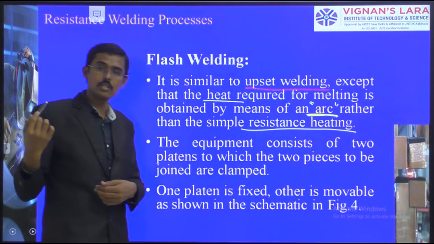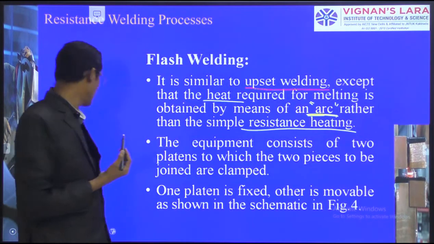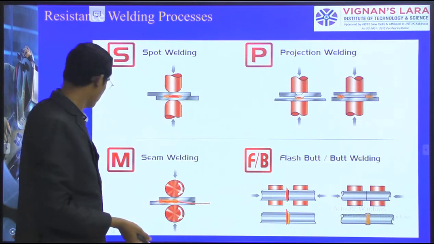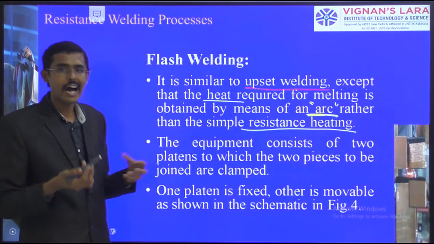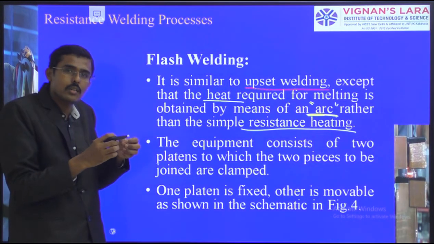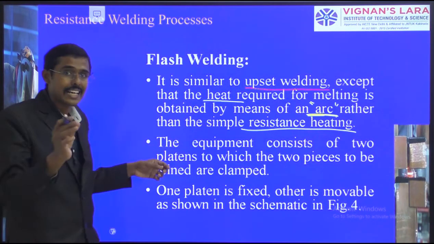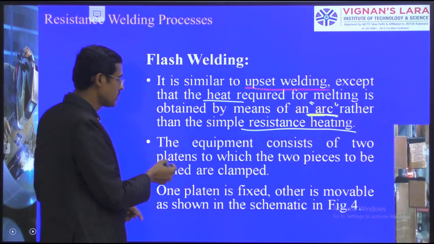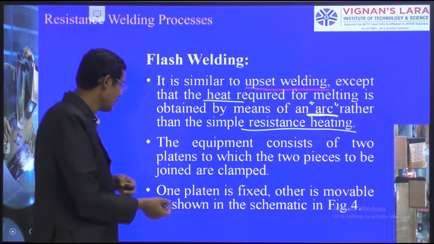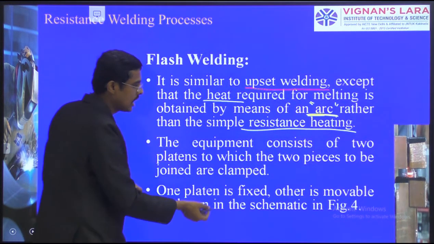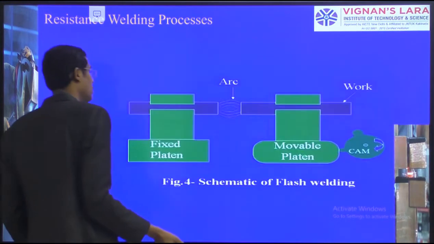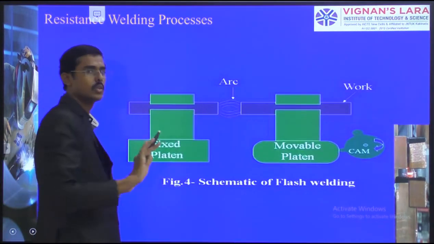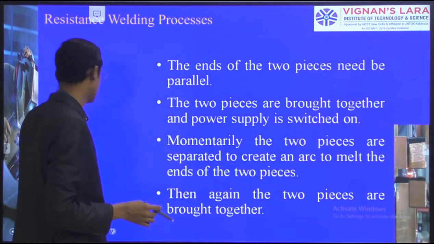In the earlier process, all of this was done by resistance heating. But here we are generating an arc between these two. The arc causes the heat, meaning we are giving an electrical supply. The equipment consists of two plates to be welded. One plate is fixed and the other one is movable. The arrangement is as given here.